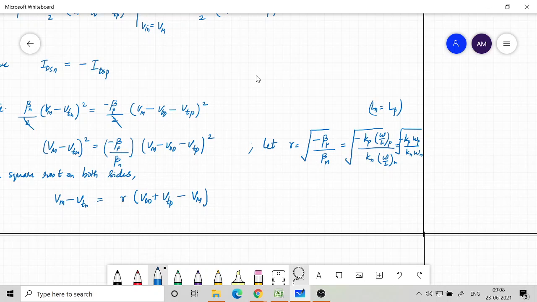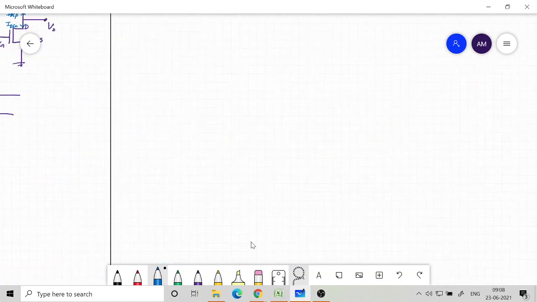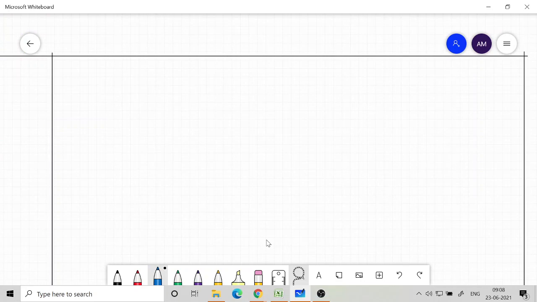R is defined as the square root of minus beta p divided by beta n. Minus beta p is positive, divided by beta n, that is also positive. Positive by positive is going to be a square root of a positive number, so that is what I call R. Let's take Vm to the other side. So we will get Vm into 1 plus R.